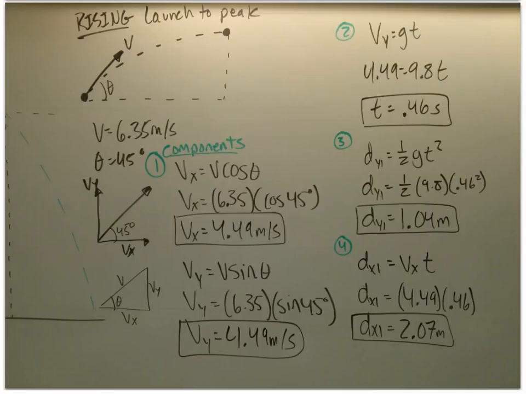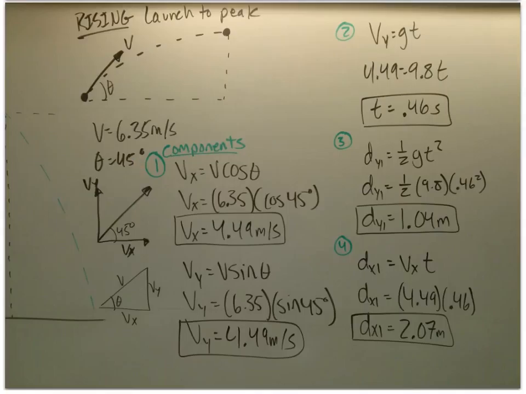So to deal with the rising part, from where it was launched up to the peak, remember, there is more to this landing that goes below it, but we're only dealing with from the launch to the peak. So this ball was launched, goes to the peak from launch height. We're disregarding that initial 1.087 meters of height. So it's launched at a velocity of 6.35 meters per second and an angle of 45 degrees.